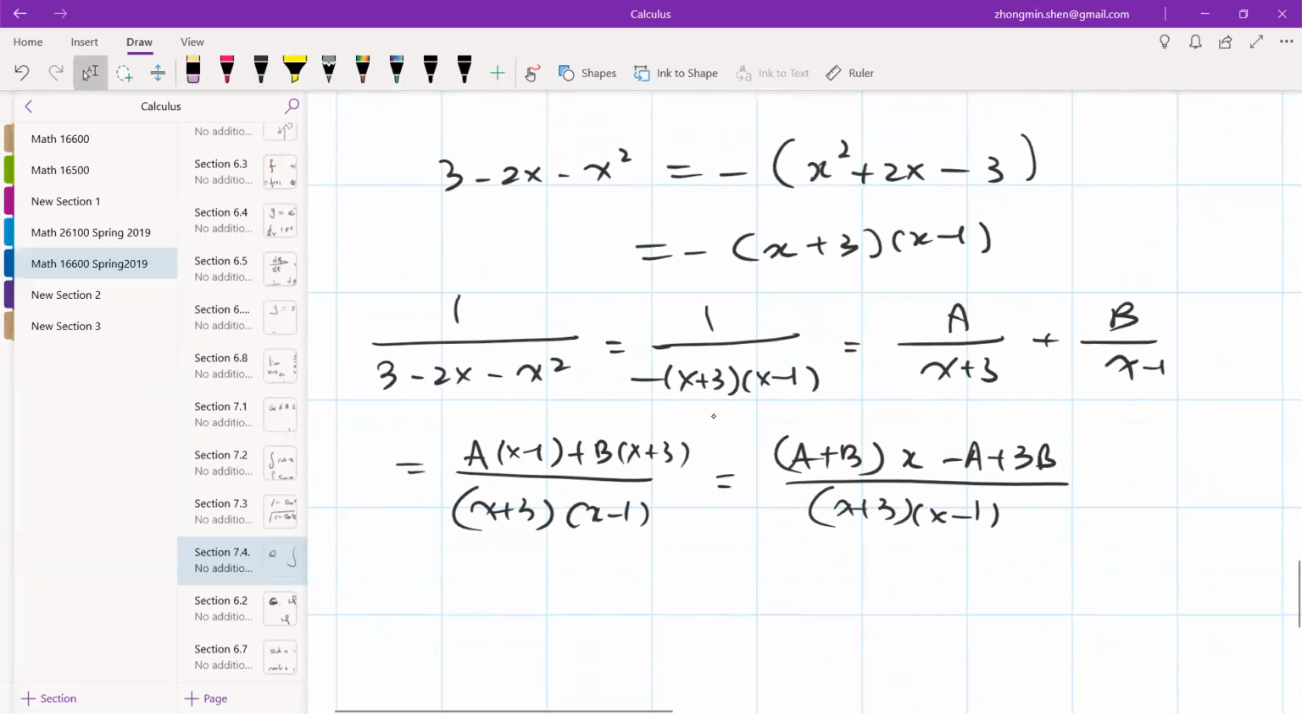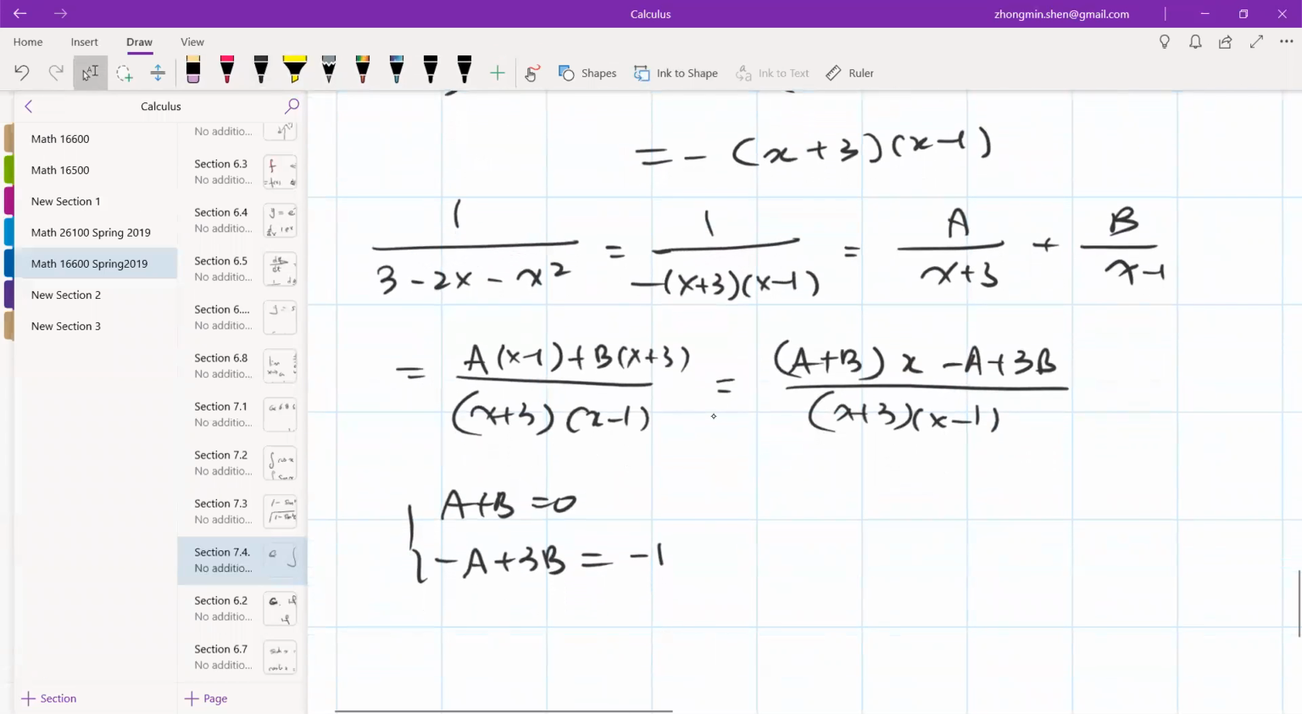Be careful about the sign, because the denominators are not matched yet. So clearly a plus b is 0, but negative a plus 3b should be equal to negative 1, because I don't have a negative sign in the denominator. So you have to put negative, you know, positive. If you write in this form, you will never make a mistake.